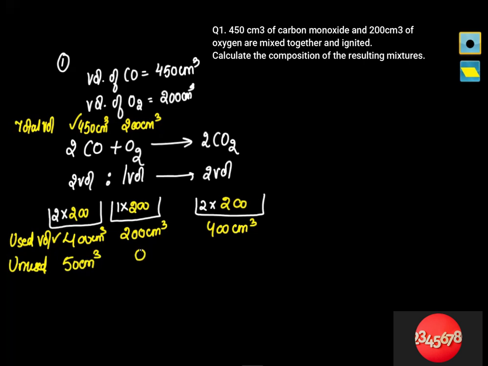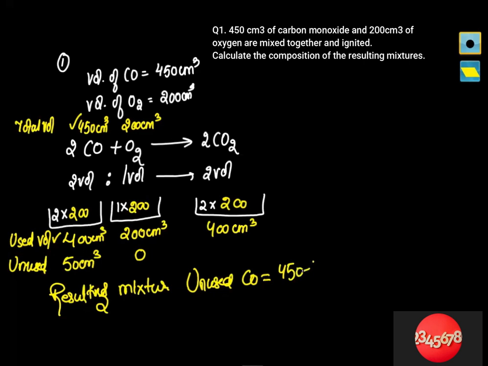पूरा लिखते हैं. This is calculate the composition of the resulting mixture. We have to find the whole resulting mixture. Resulting mixture will be having, जो बचा कुचा सामान होगा, सबसे पहले उसमें होगा unused CO जो जली नहीं है, कितनी होगी 450 minus 400 will be 50 centimeter cube. Then we will have produced CO2 and which is 400 centimeter cube.